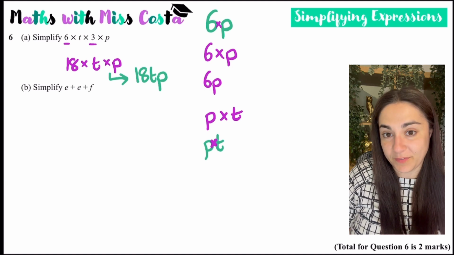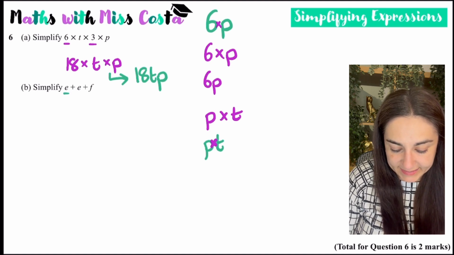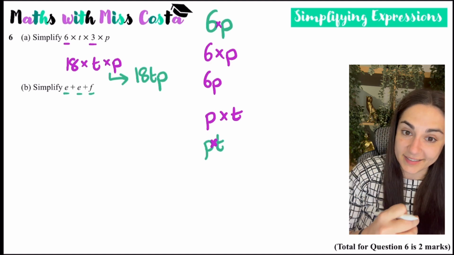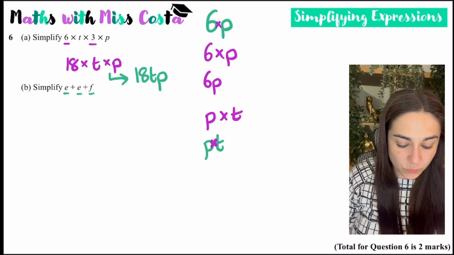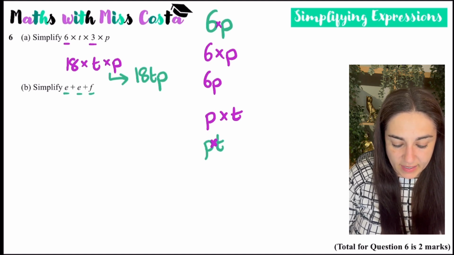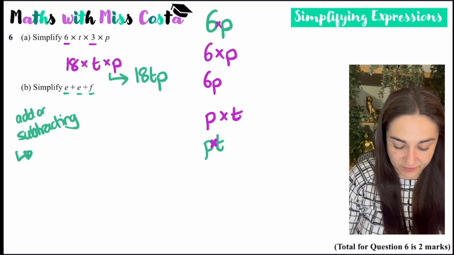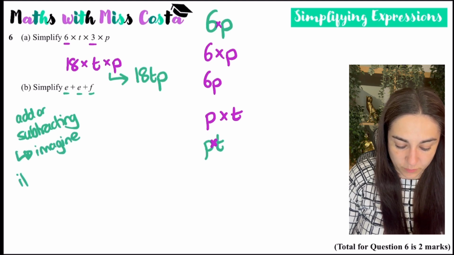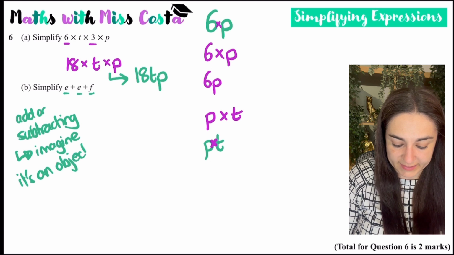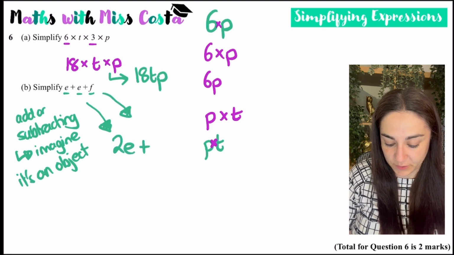And then I need to simplify with addition. So this is where I am adding, and what I look for is letters that are the same, and also the same power. So all of these are to the power of 1. So I've got e plus e. So if I'm adding or subtracting, to help make it easier, you can imagine it's an object, so something tangible. So for instance, e plus e, I could say that's an elephant plus another elephant. That would give me 2 elephants. And f might be, I don't know, a frog. So that would be 2e plus f.